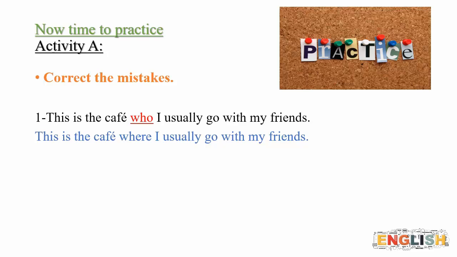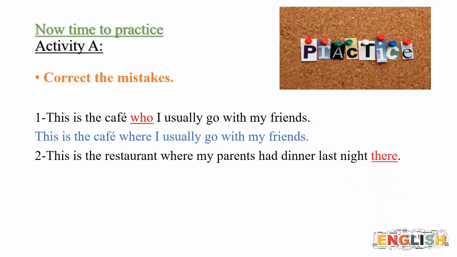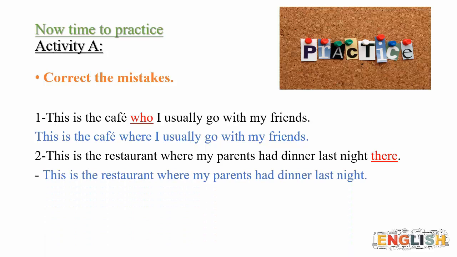Great. Let's move on to sentence number 2. This is the restaurant where my parents had dinner last night there. Excellent, guys. Here we need to cross out there. So we say, this is the restaurant where my parents had dinner last night. Perfect, guys.